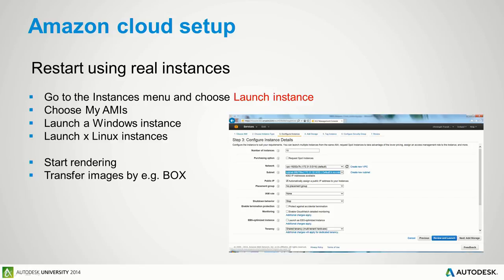AMI stands for Amazon Machine Image. Because I just said always AMI, it's Amazon Machine Image. Okay?